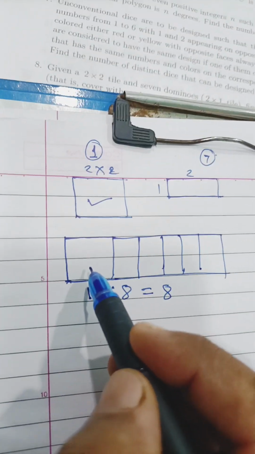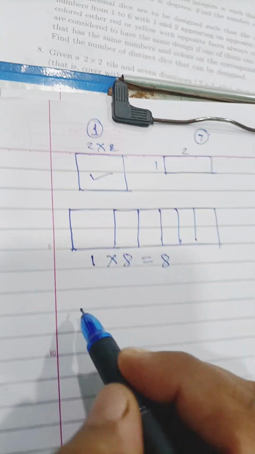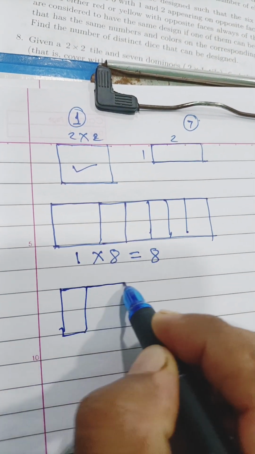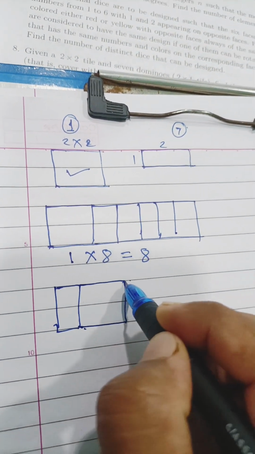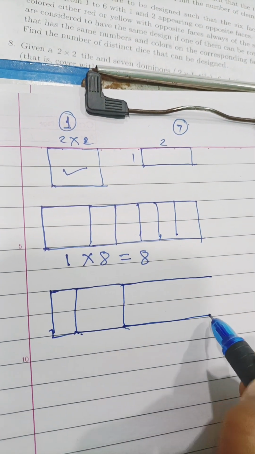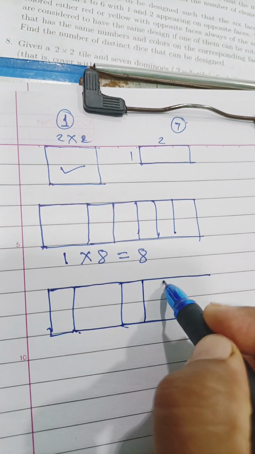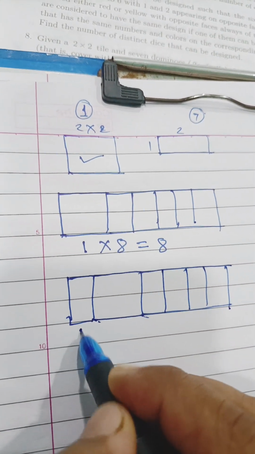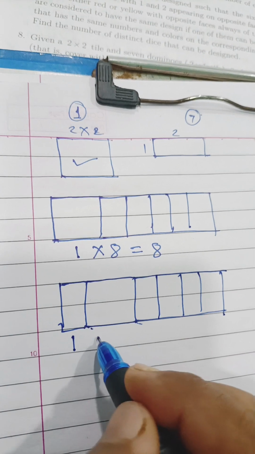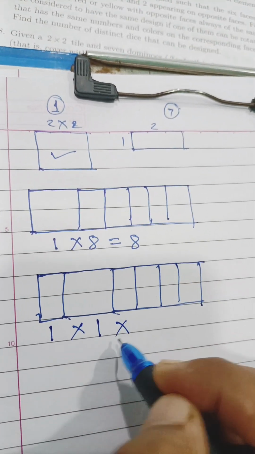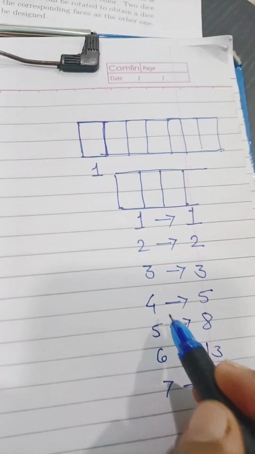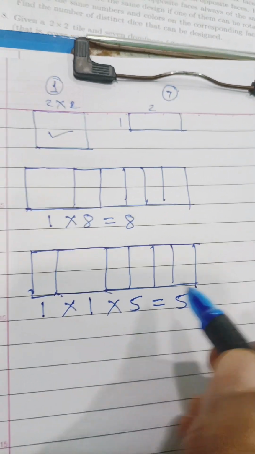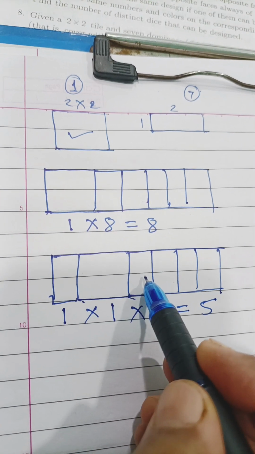Now we will shift this 2 by 2 tile to the second place. So first one domino of 2 by 1, then one tile of 2 by 2, and then how many dominoes we need here? We need only 4: 1, 2, 3 and 4 dominoes. So this one domino we can put in one way. This 2 by 2 tile we can put in one way. And these 4 dominoes we can put in 5 ways. So 5.